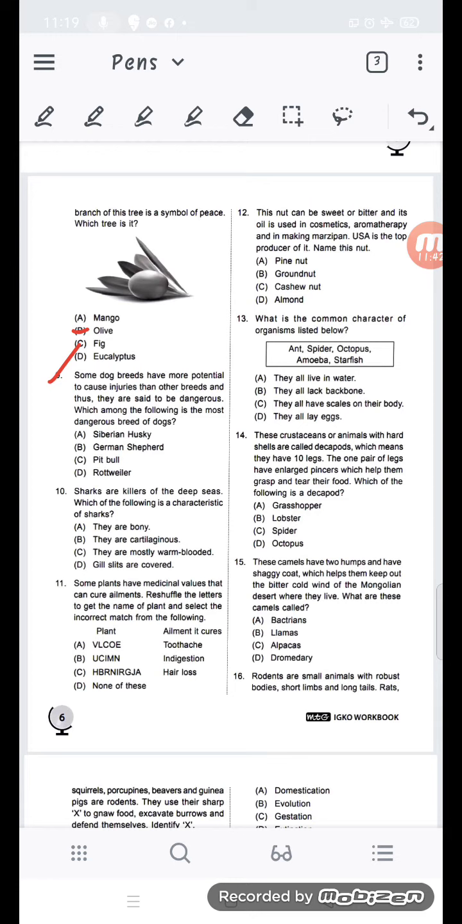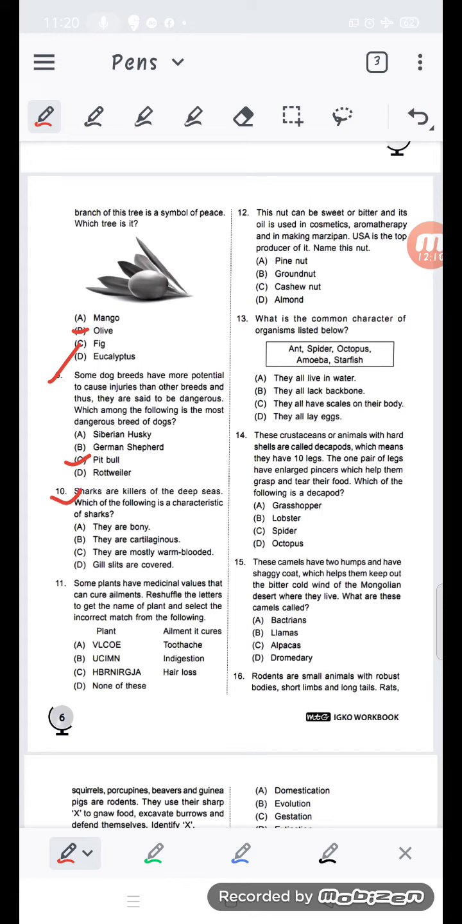Siberian Husky is also a good dog. German Shepherd is also not at all risky. And option C, Pitbull. Yes, Pitbull is a very, very dangerous dog. Option C. Okay, then coming to question number 10.